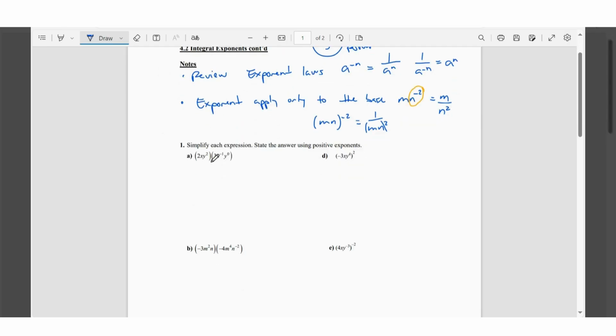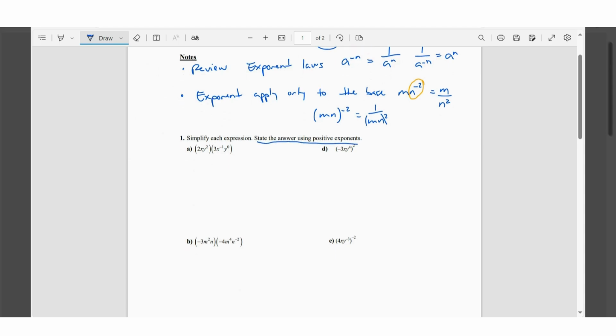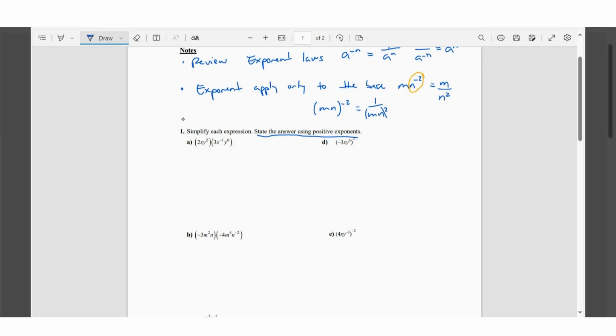So let's simplify each expression. State the answer using positive exponents. We don't want any negative exponents. Here we have two polynomials being multiplied. We need to multiply each part. So this 2 needs to multiply. We can combine like terms. The 2 can combine with the 3, this x can combine with the other x, and the y can combine with the other y.